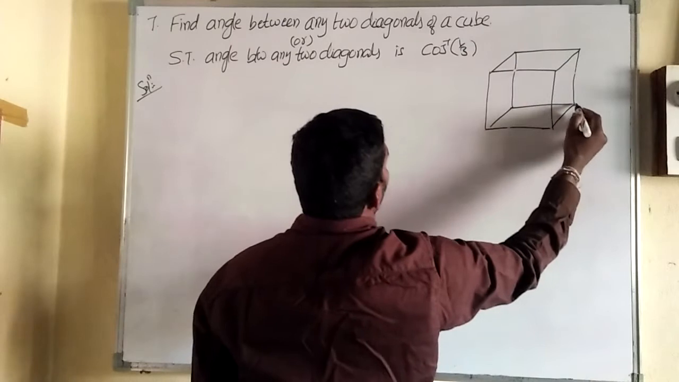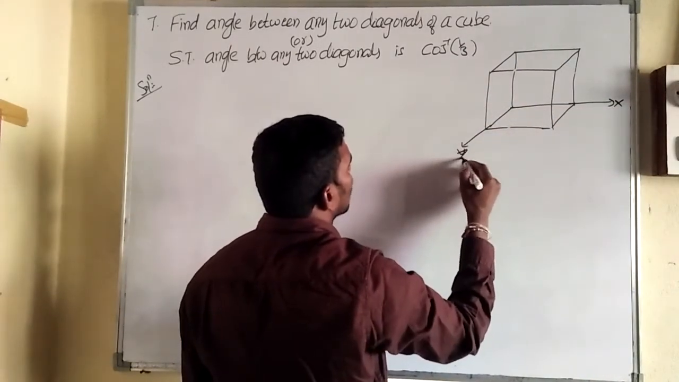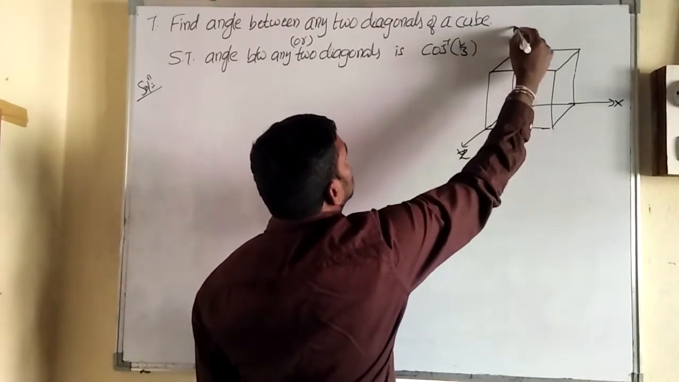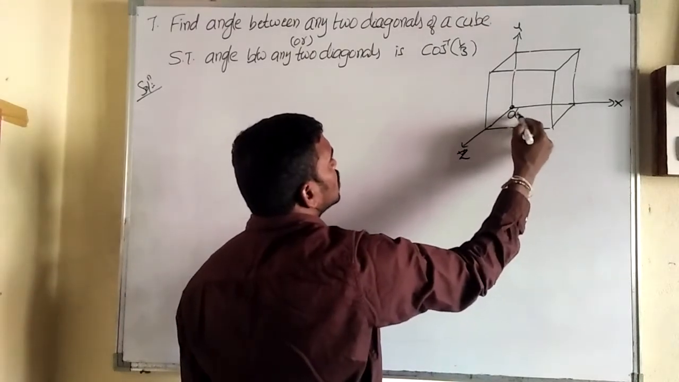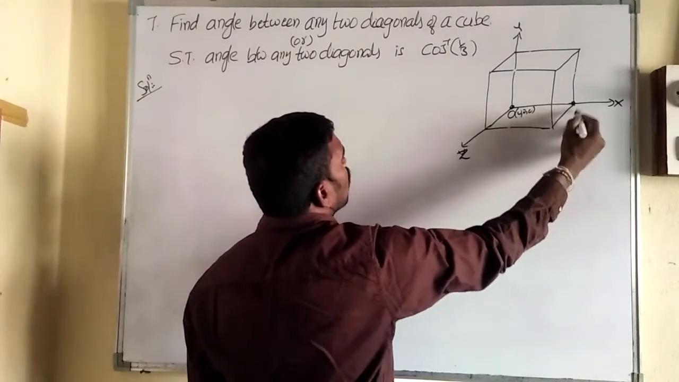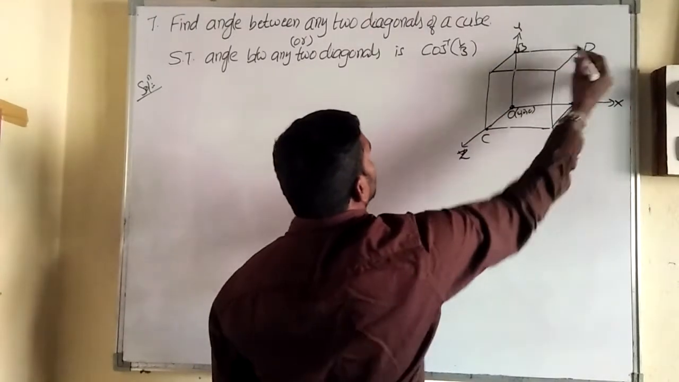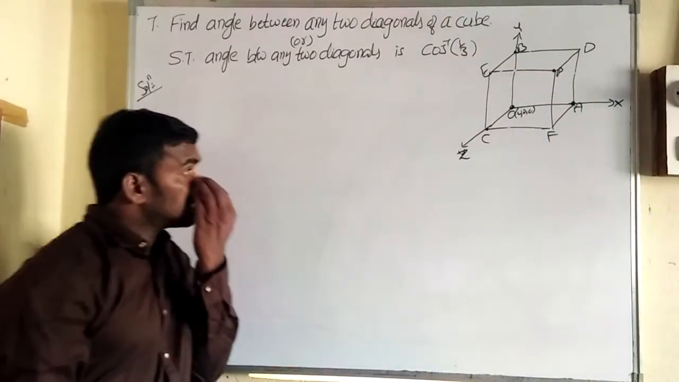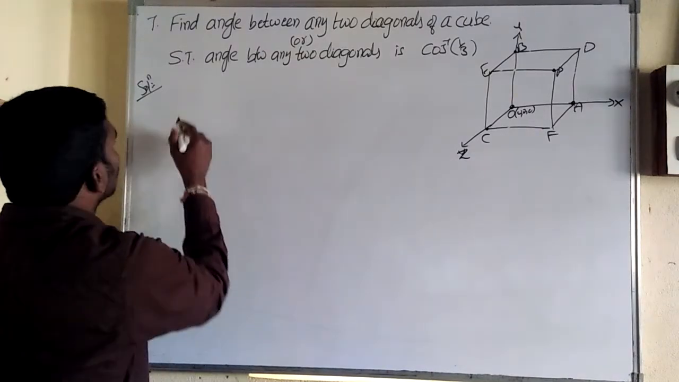First draw the cube, then we can easily identify the points and diagonals. This is Y, this is Z. This is called the origin O (0, 0, 0). This is point A, this is point B, this is point C, and D, E, F, P. Same as the usual steps we did in the previous sixth question.